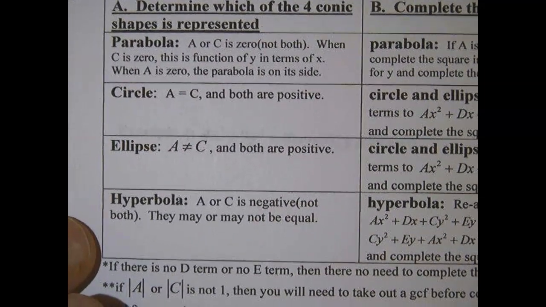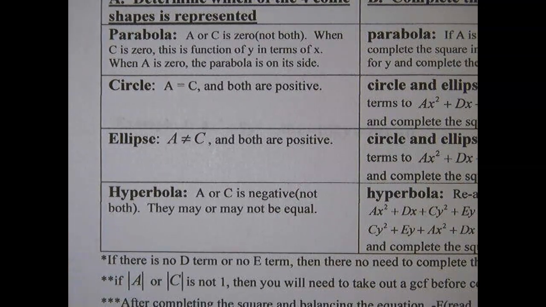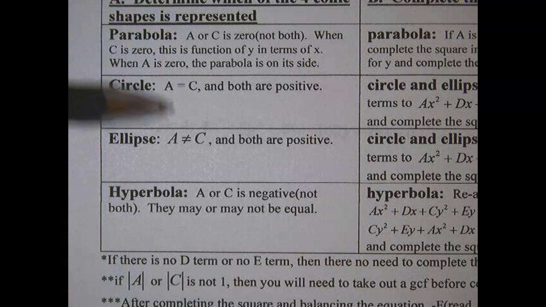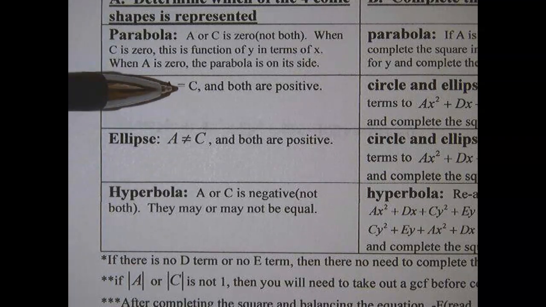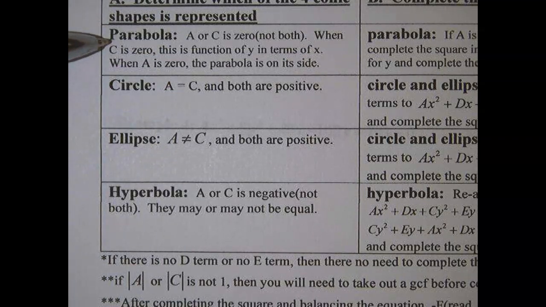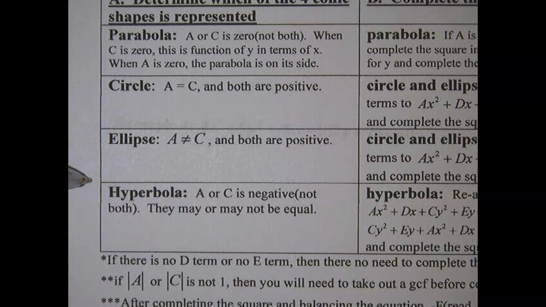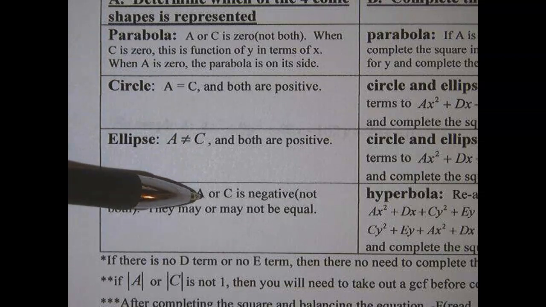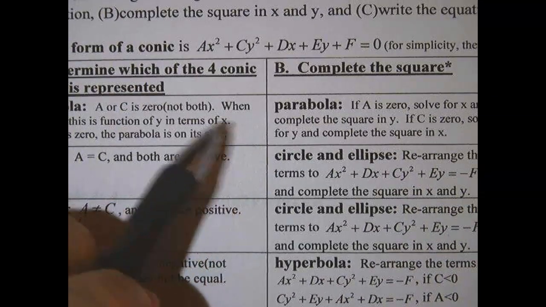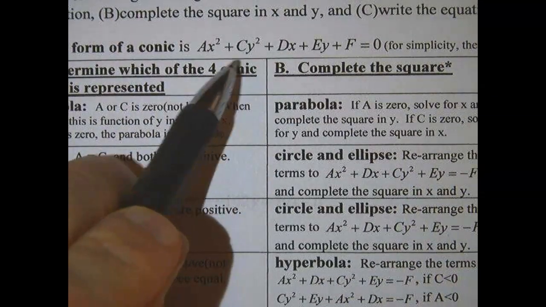All right, so let's look at this column right here. This talks about A and C. Everything here talks about A and C. So when you're trying to decide which of the four shapes you're looking at, and you're probably familiar with the first three, and you may or may not be familiar with the fourth one, the hyperbola, we'll talk about that in a lot more detail throughout the week. You're always looking at A and C to decide which conic section you're looking at. In other words, you're always looking at the square terms.